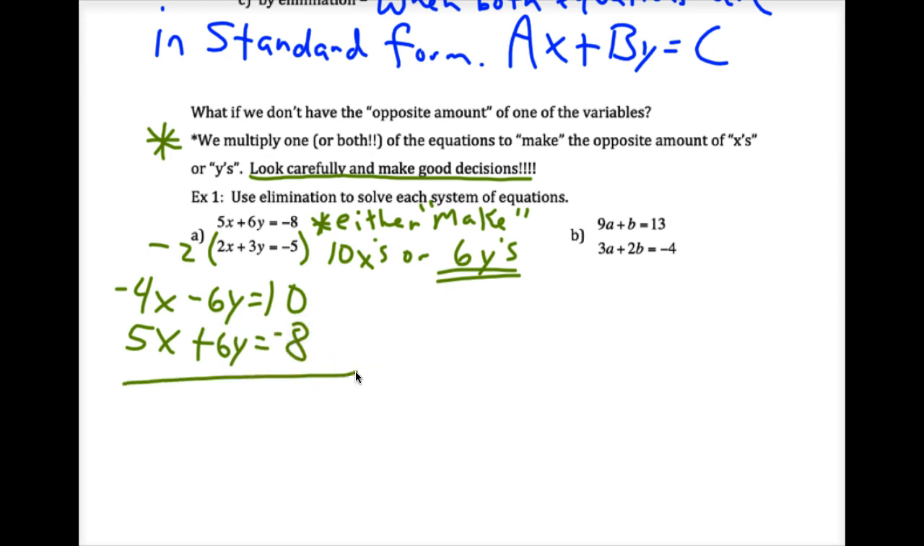Okay? And we made the opposite amount of y's, -6 and +6. That makes none of them. -4x plus 5x. How convenient. X is 2. Oh my gosh, yeah! We didn't even have to divide by the coefficient of the x. Okay? X is 2. Now, where do we get what y is now that we know that x is 2?